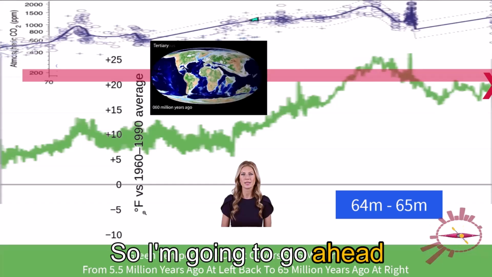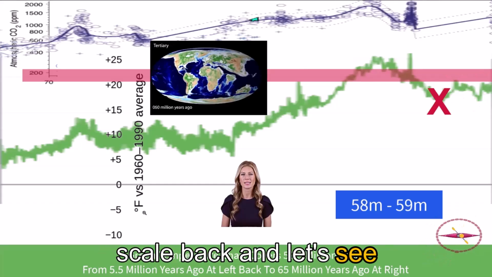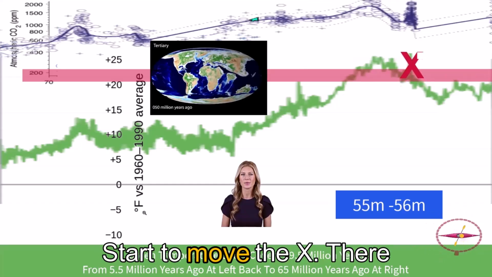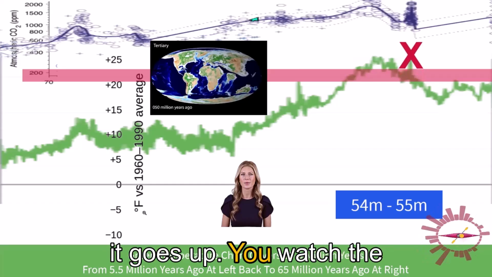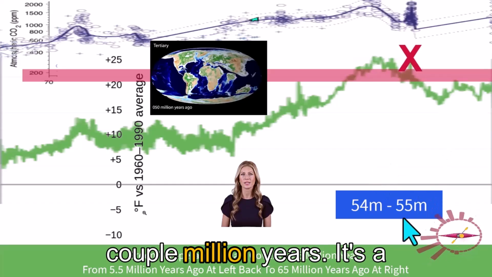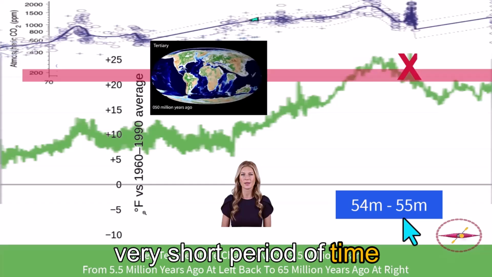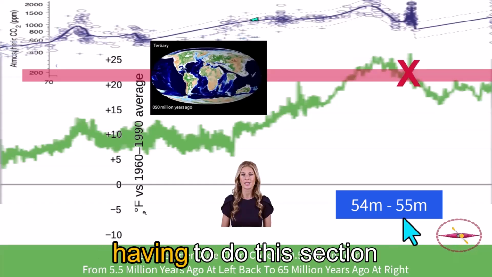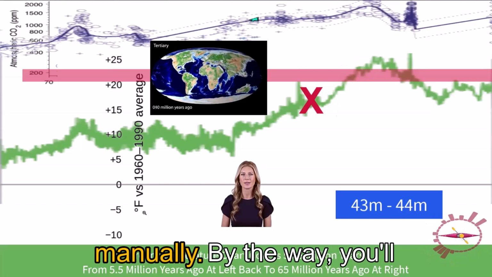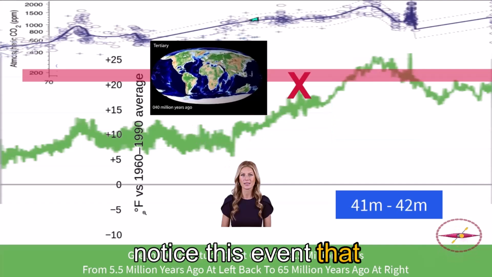So, I'm going to go ahead and begin to move the time scale back, and let's see basically what happens. Start to move the X. There it goes up. You watch the time range here. It's a couple million years. It's a very short period of time, and it just comes down. I'm having to do this section manually. By the way, you'll notice this event that happens here.